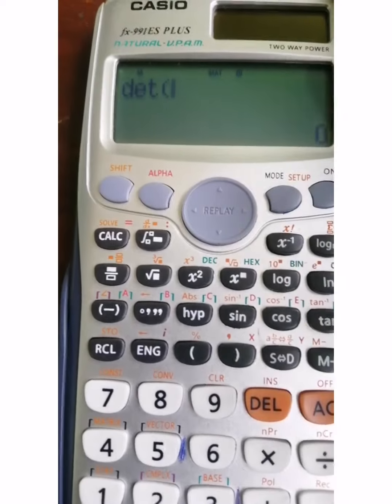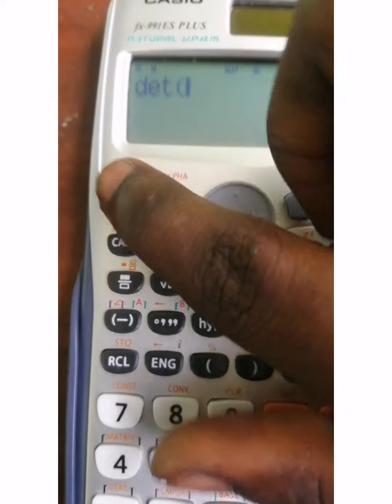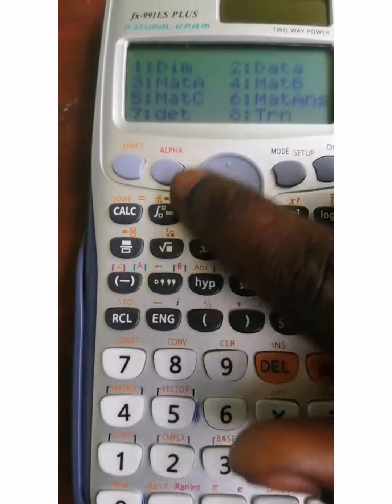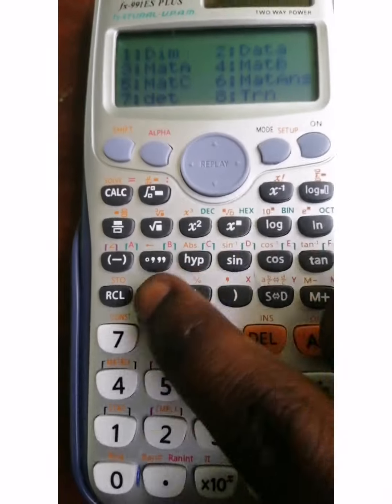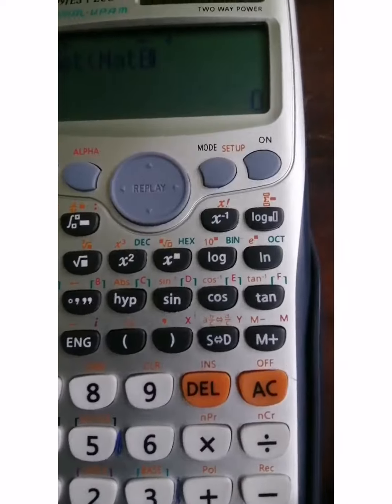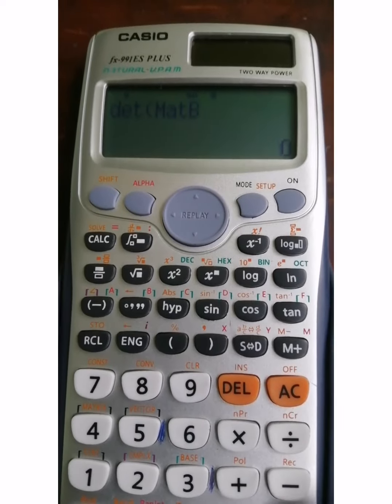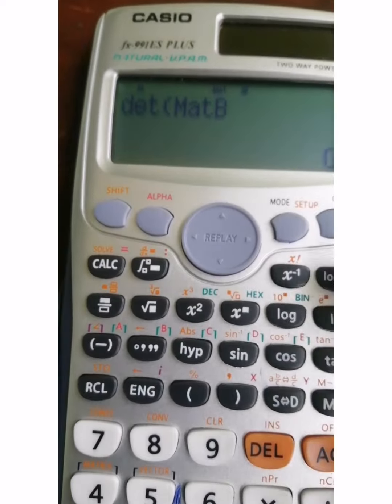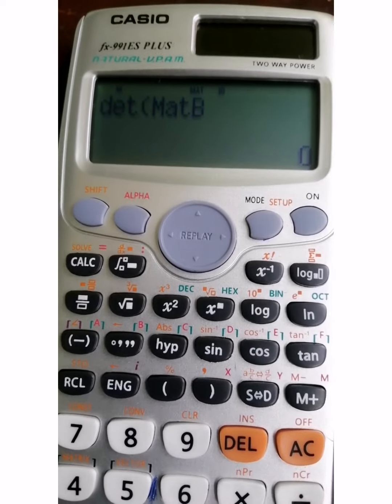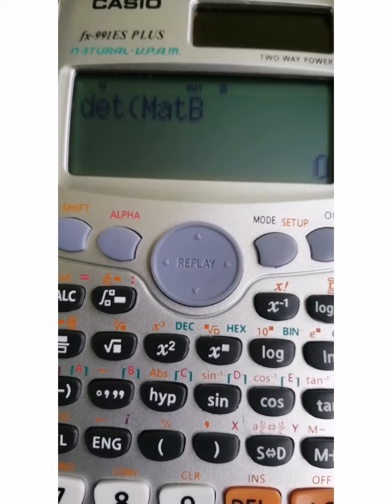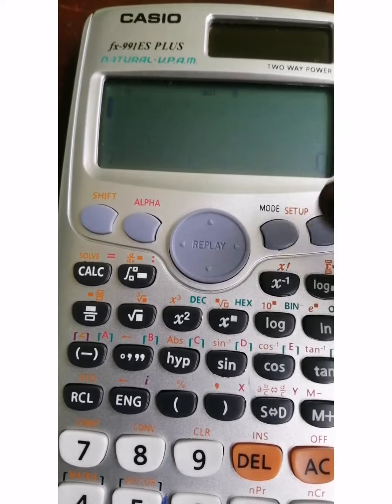After I press determinant, this will come. Now you go back to shift plus 4 again, and which matrix did you use? Mat B. So you go to mat B and you press equal to. When you press equal to, now the determinant here is 0, right? The determinant here is 0. Now okay, let's use another one to see whether you can find the determinant very well.